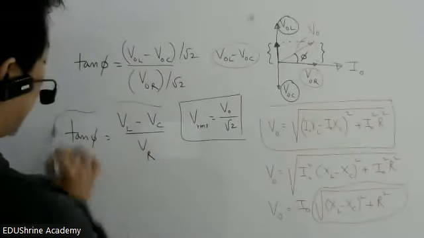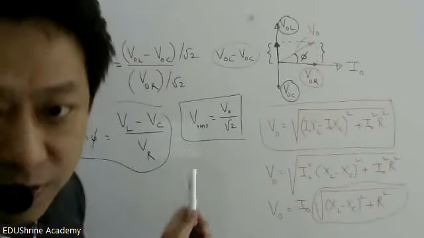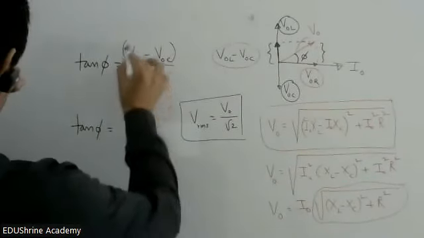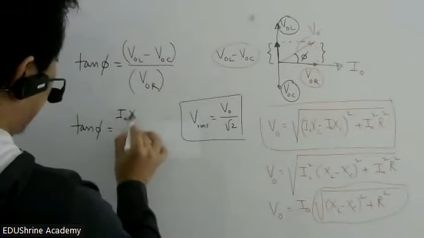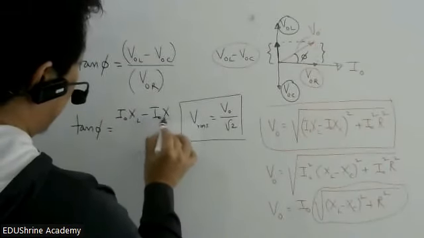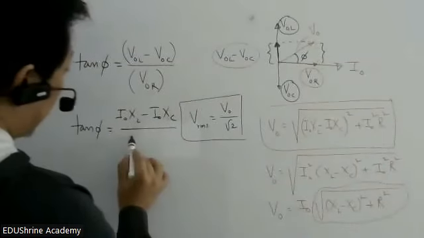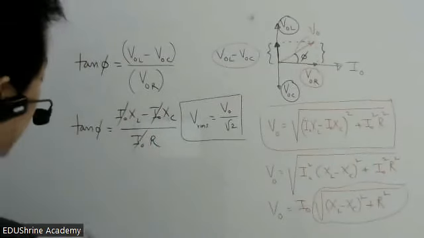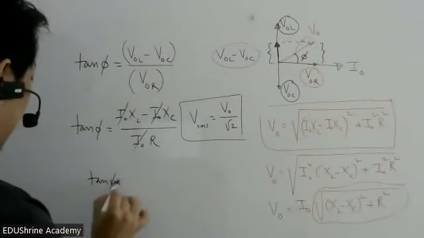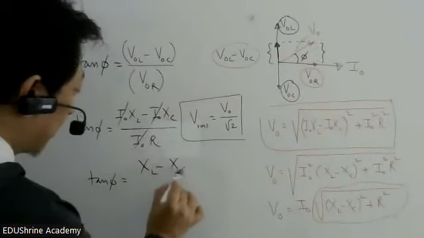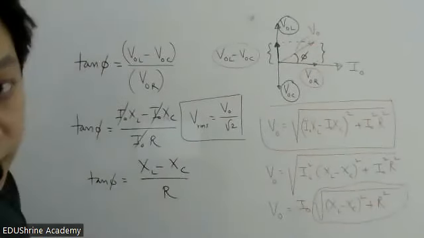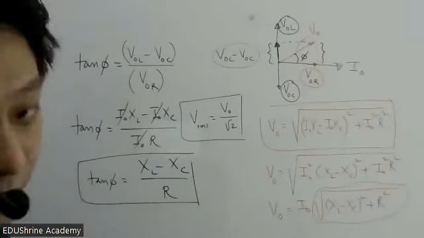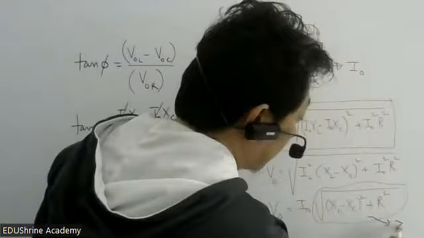Okay, so this part we will see in data. For entrance purposes, we will see. Now, if you substitute for the voltages in terms of current, what was V0L? I0 into XL minus I0 into XC, divided by V0R, which was I0 into R. If you take I0 common, it will cancel. So tan phi comes out as XL minus XC divided by R. So these are the two important derivations. One is for phase difference, one is for impedance.